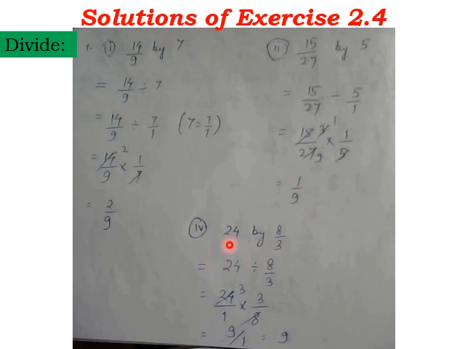Now, fourth part is 24 by 8 by 3. Here again, 24 can be written as 24 by 1. And as I change my division sign to multiplication sign, 8 by 3 will be inverted to 3 by 8. Cancelling the terms, 8 ones are 8, 8 threes are 24. 3 into 3 is 9. 9 by 1 can be written as 9.